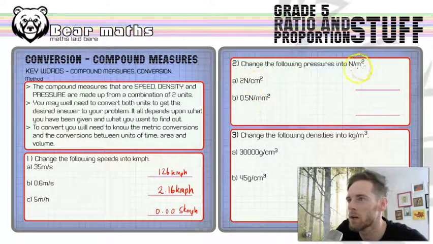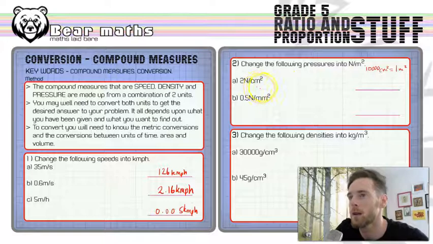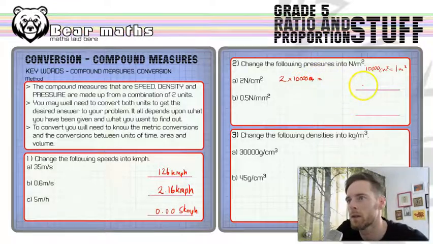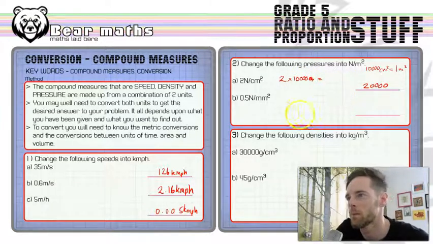Now, the conversion rate between centimeter squared and meter squared, and I've done a separate video on this: there are 10,000 centimeters squared in 1 meter squared. So what we're going to do with our answer is multiply by 10,000. 2 multiplied by 10,000 is equal to 2 and then 4 zeros. That's a nice way of doing that, isn't it?